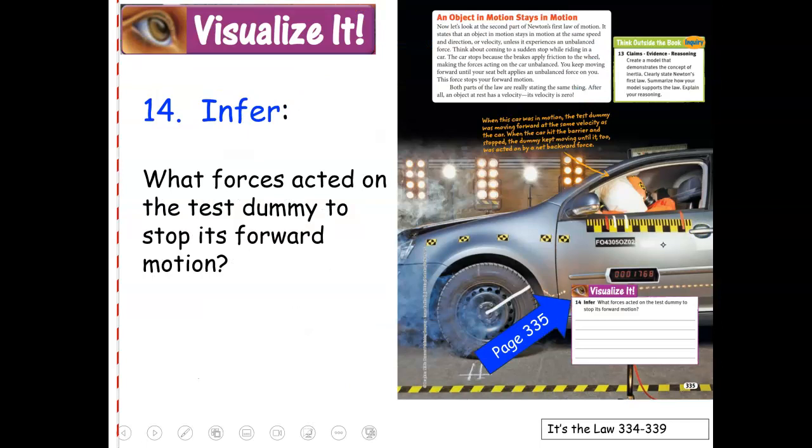Okay, next question. The question asks you to infer. And remember, what does it mean to make an inference? It means you're going to make a statement based on your previous knowledge or things that you've read and have knowledge about in your head. So, what forces acted on the test dummy to stop its forward motion?